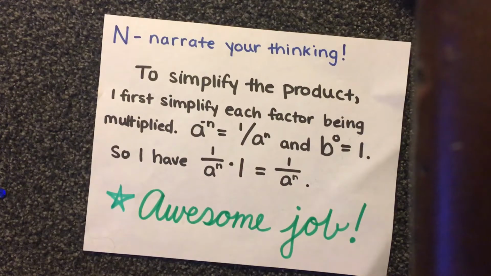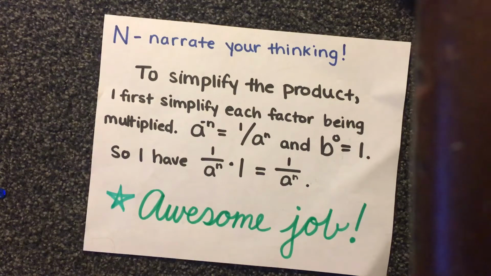The last step in hitting the QUAN is N, narrate your thinking. It's important to be able to explain your reasoning of how you arrived at your answer, so that others can understand the process you took in solving. Here is what we can say about a to the negative n times b to the 0.